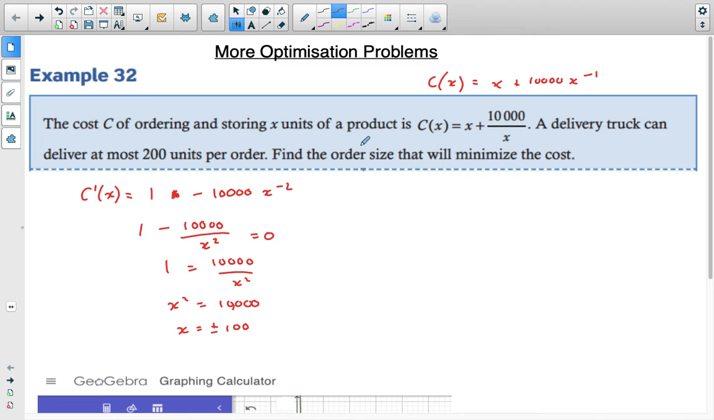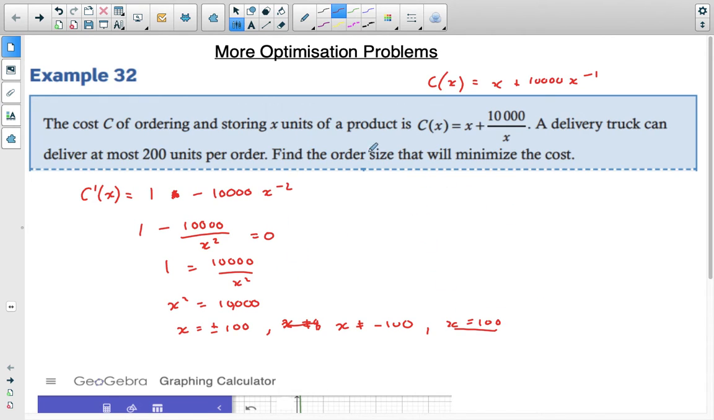In most optimization practical problems, you're not going to be able to have a negative value of x if it's time or number of products or number of storage units. You can't have negative storage units. So you might want to just acknowledge that x cannot equal negative 100. So we conclude x equals 100.